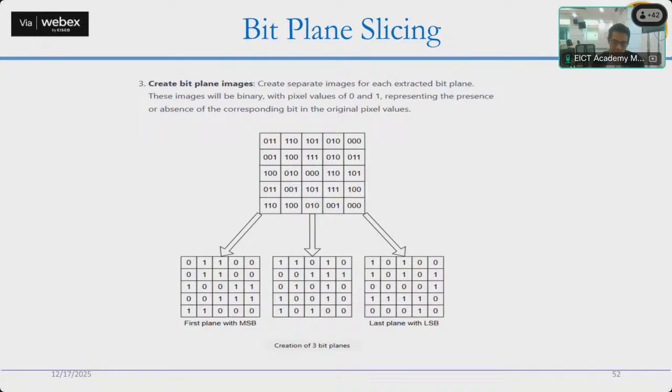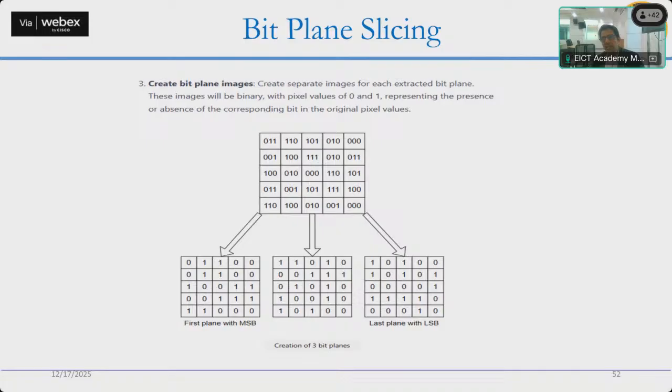Go to the last one. Here it is 0. Here it is 0. In the same way, we have taken the middle bit, since it is 3 bits. So this is the second plane. This is the third plane.